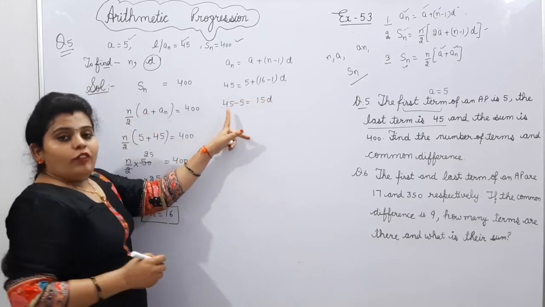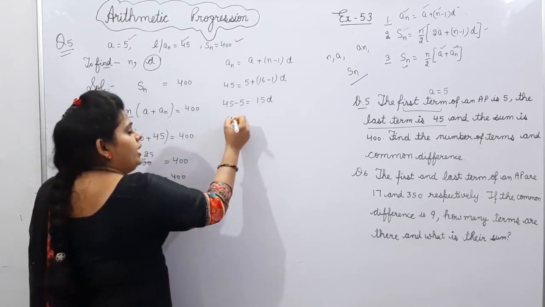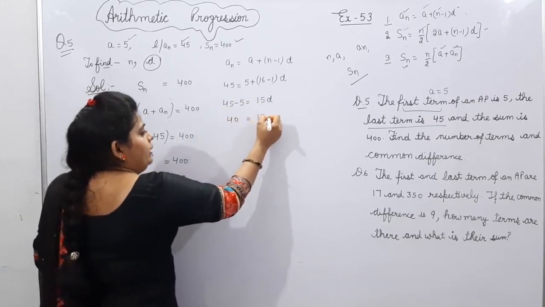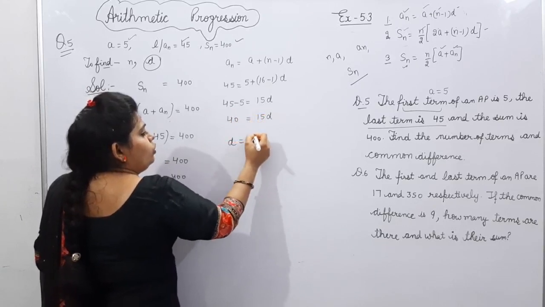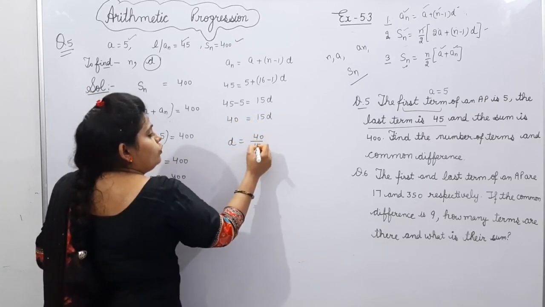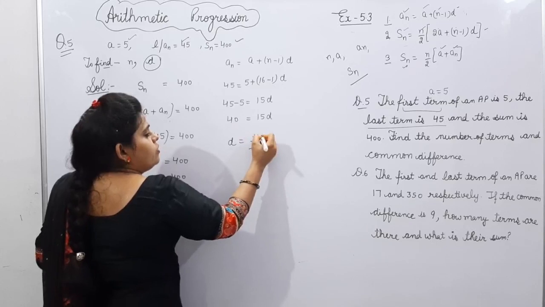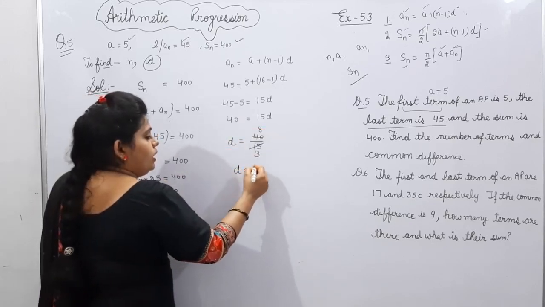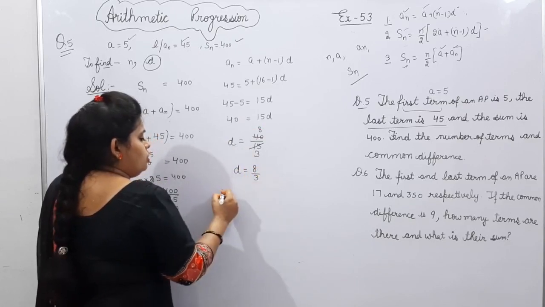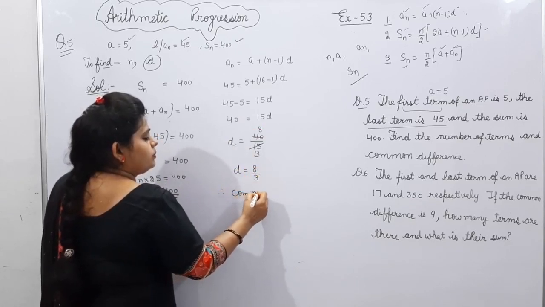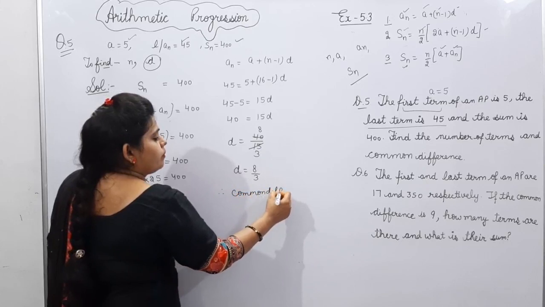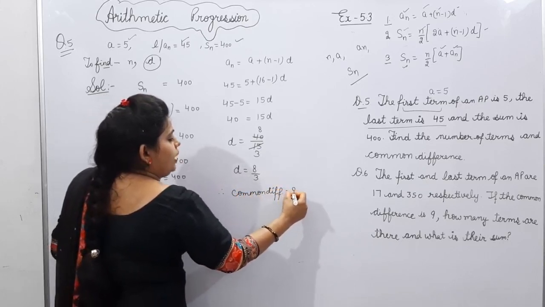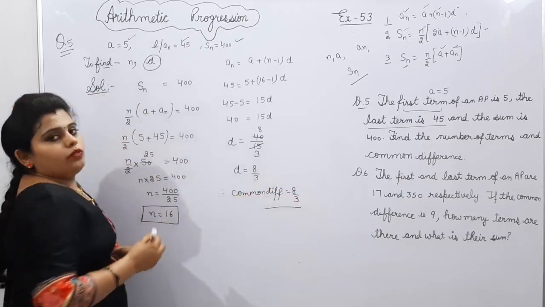From here 45 minus 5, 40 is equal to 15d, and d is equal to 40 divided by 15 means 5 3s are 15, 5 8s are 40. So d is equal to 8 by 3. So common difference is equal to 8 by 3. These two things we have to find.